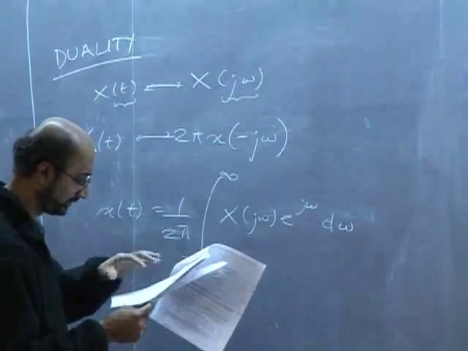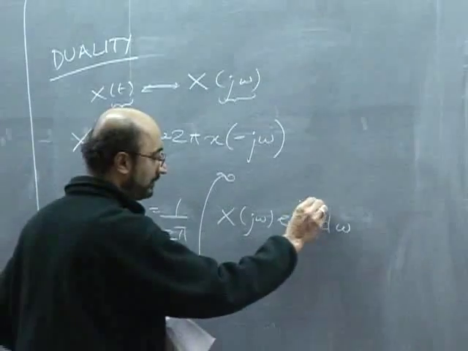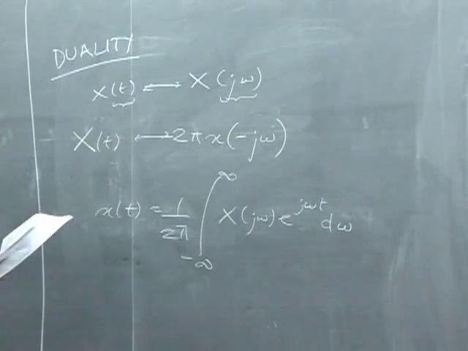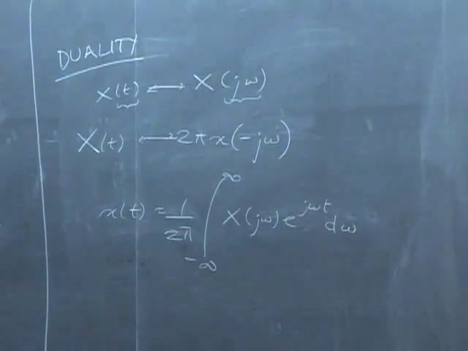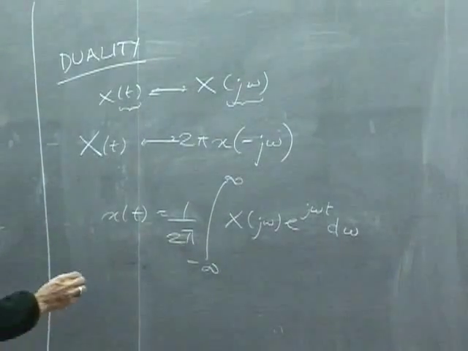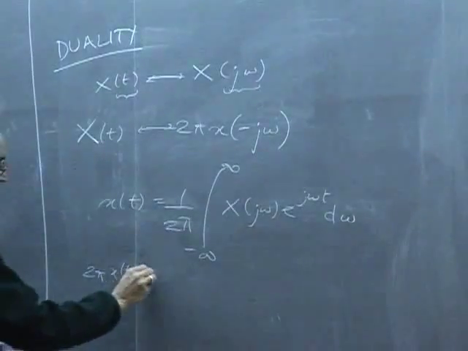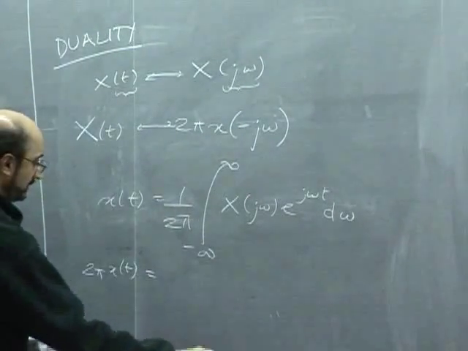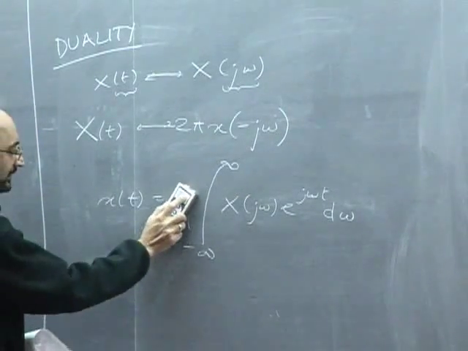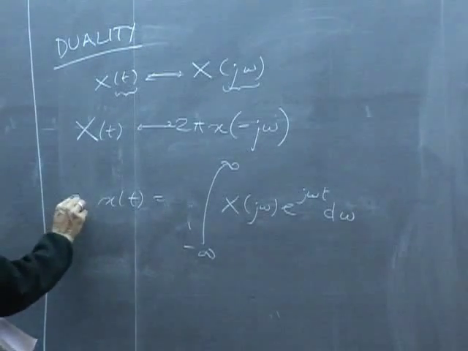X of t, 1 over 2 pi, integral of X of j omega e to the j omega t d omega. This is by definition of the inverse Fourier transform. So I can just write this as 2 pi x of t equals this over here. I can just move 2 pi to the other side, and I'll do that over here to save some space.